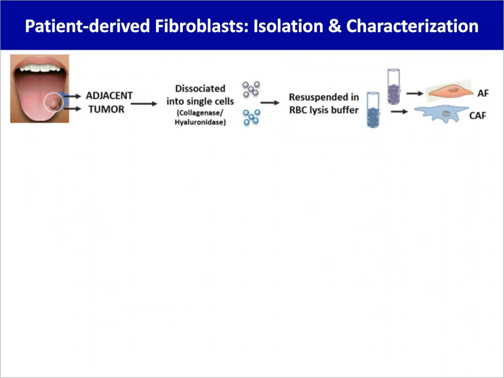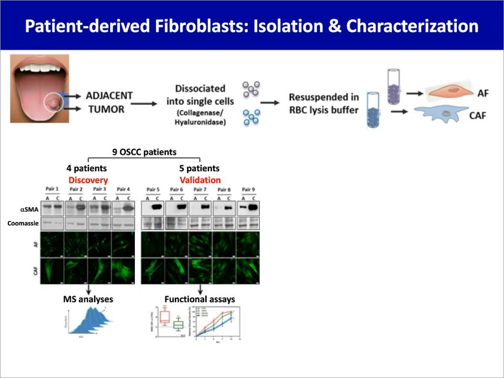Okay, so first we try to isolate and characterize these patient-derived fibroblasts. This is what we did. As I said, we had surgical specimens from tongue cancer patients. From within the tumor margin, we dissociated these cells using a cocktail of enzymes, or from the tumor-negative margin by pathological inspection. Red blood cells are then lysed, and then these cells are cultured in cell culture dishes that support the outgrowth of a fibroblast-like cell type using published methods. So we have a number of patient-derived pairs. We used 4 for discovery proteomics and 5 plus the 4 for validation.